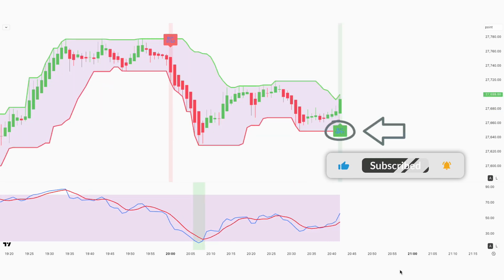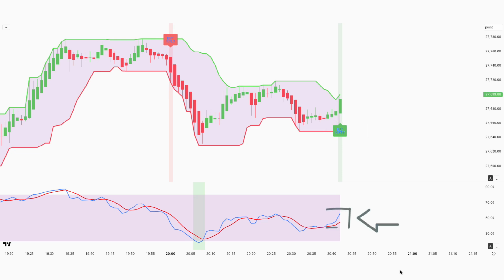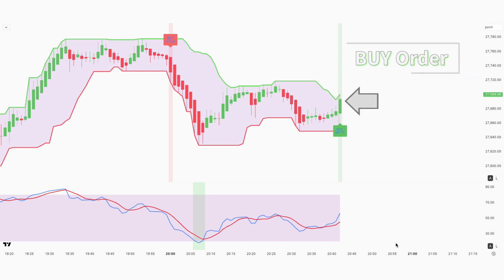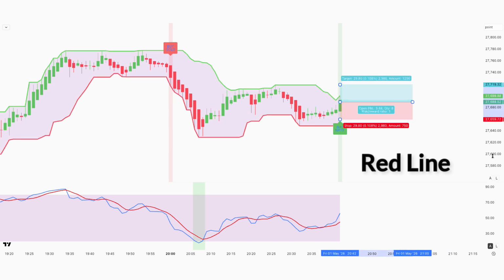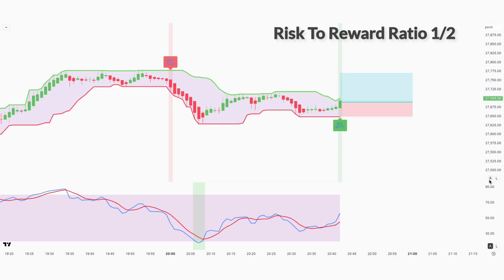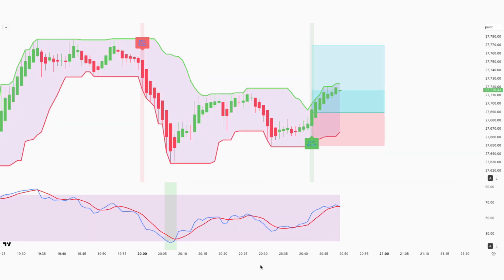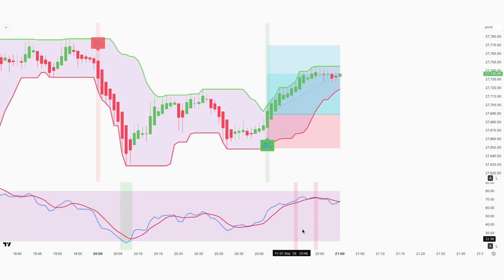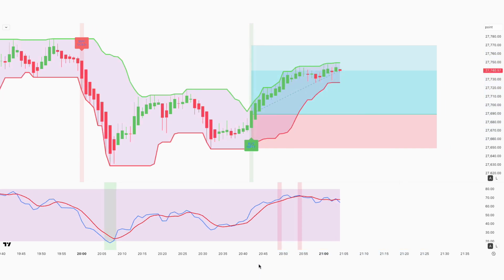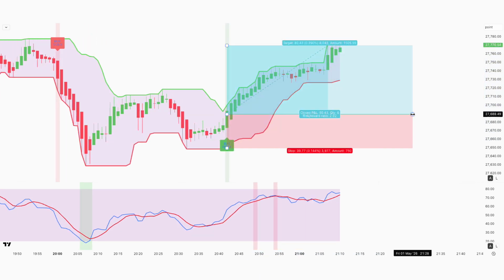When the Ratio Range Bands triangle up of this indicator appears, it is a buy signal. The blue line of the 5-in-1 RSI should be above the red line. The market should form a bullish candle. If these conditions are fulfilled, then we will place a buy order. Our stop loss is to be placed at the red line, and the risk to reward ratio will be 1:2. The market has completely hit the target.